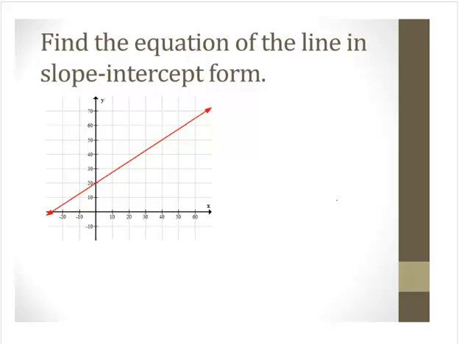Earlier, we talked about how to sketch an equation that was in slope-intercept form. Now let's turn it around. Now let's find the equation of the line in slope-intercept form, and here we have this line. Generally, what I want to do here is to try and find two good points on the line. Fortunately, it appears that we have a very strong y-intercept at 0, 20.